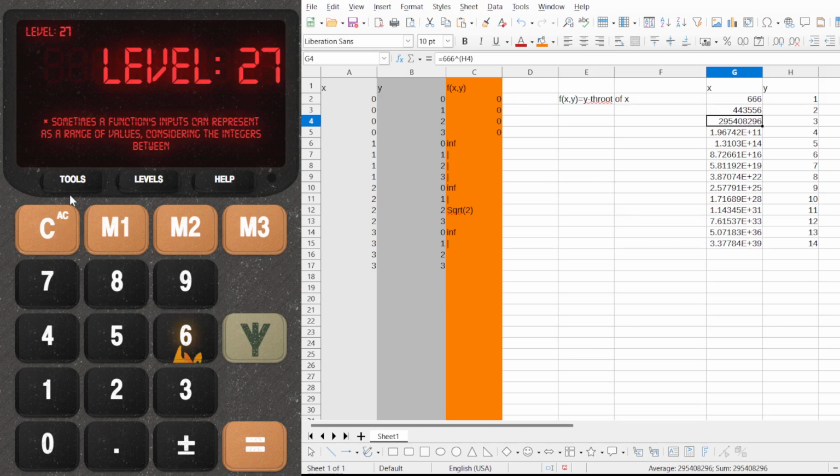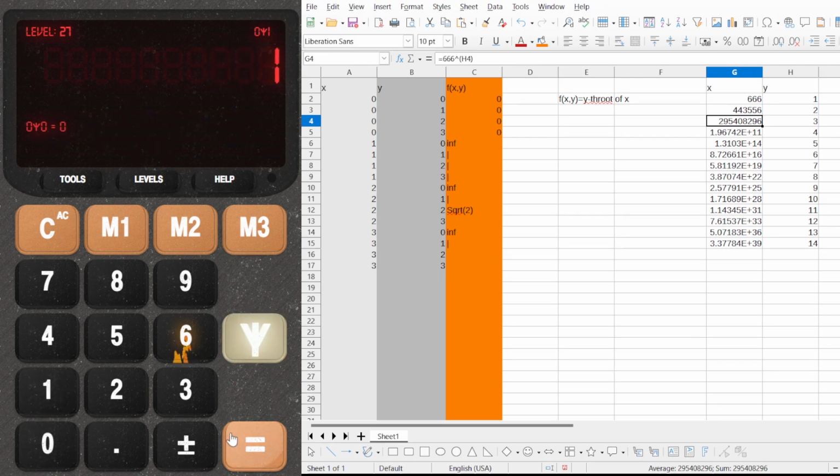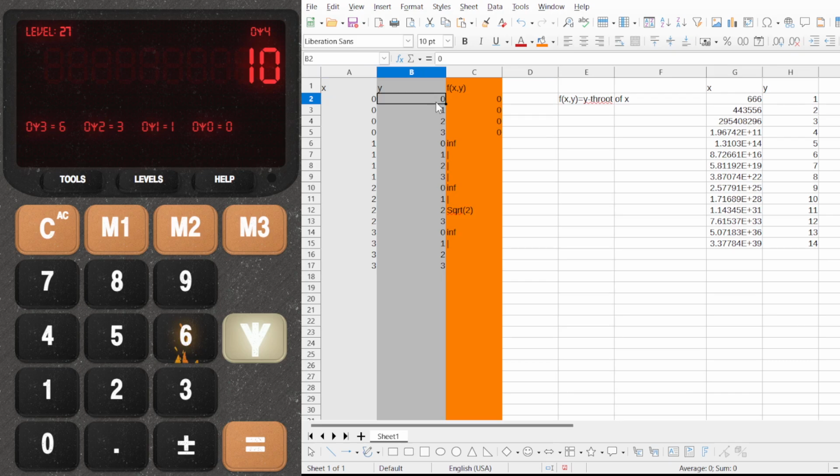Level 27. I also need to think. We're just going to do this. 0, 0, okay, 0, 1, okay, 0, 2, okay, 0, 3, 0, 4. Okay, we have some things to do. This one had an increase of 1, this one of 2, no, this one was 3, and this one was 6, and this one was 10. Oh, the next one would have been 10.